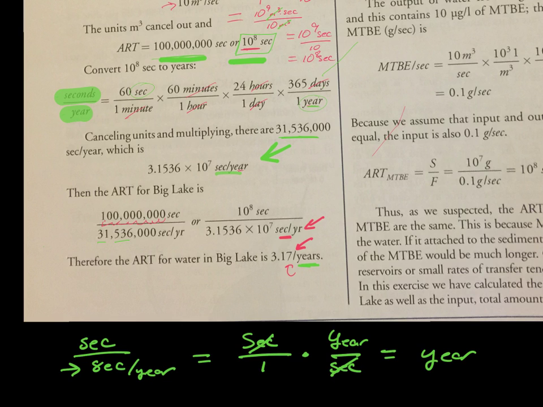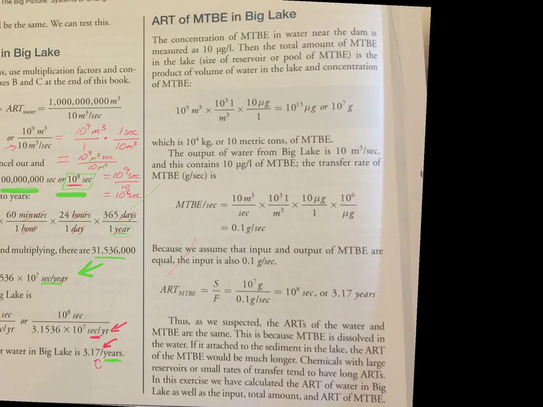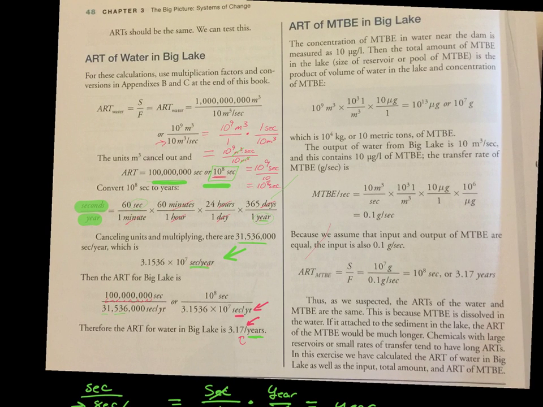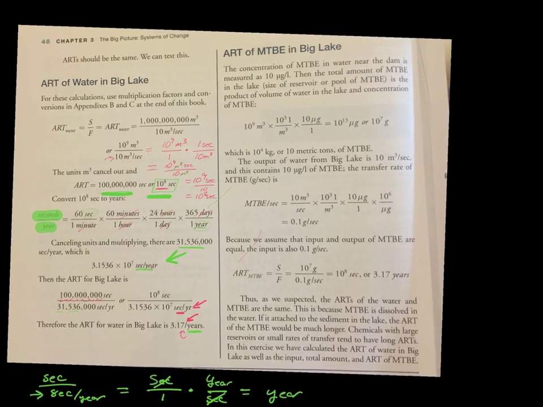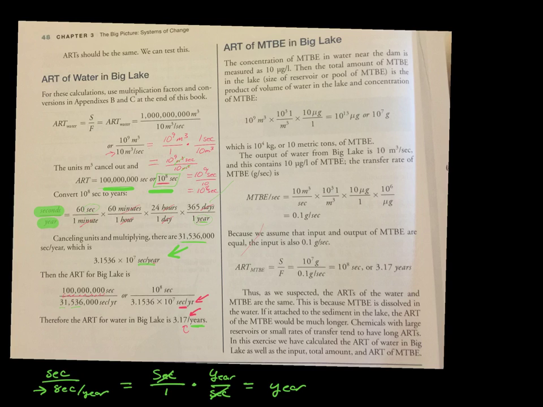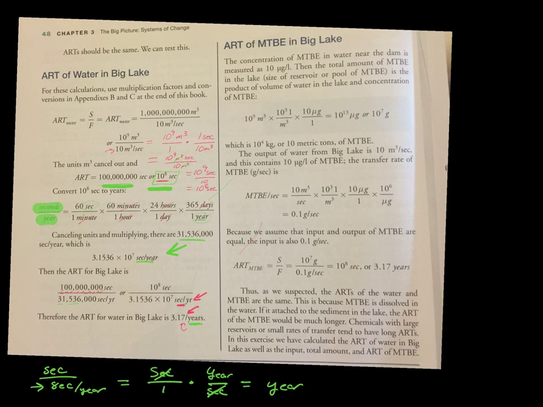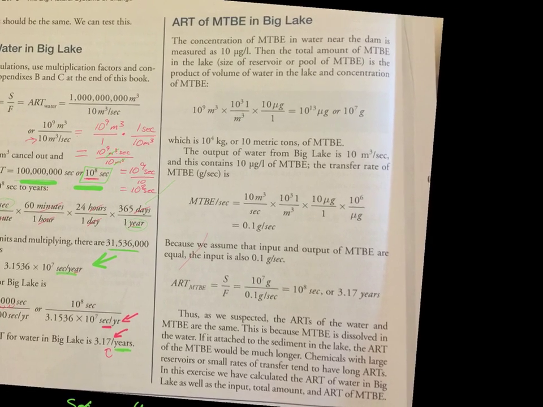So okay. You can use your graphing calculators and verify that the calculations are right, and they are. And that's for water. So this side's for the water. And the whole point is that if it's true that the MTBE is moving with the water, then they should both have the same ART. In a given reservoir, they should have the same amount of residence time if the MTBE really is moving with the water.